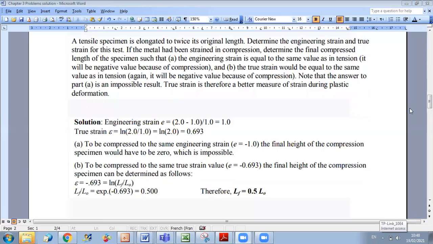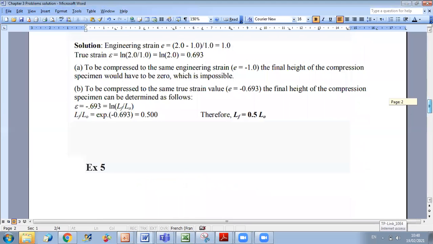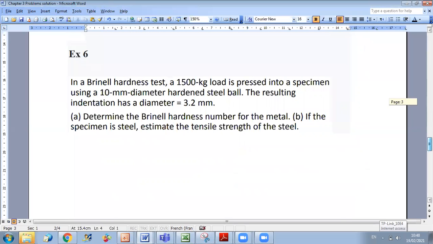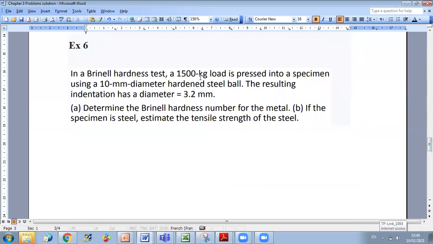Now another problem, on Brinell hardness. In a Brinell hardness test, a 1,500 kilogram load is pressed into a specimen using a 10 millimeter diameter hardened steel ball. The resulting indentation has a diameter of 3.2 millimeter. First, determine the Brinell hardness number for the metal, and second, if the specimen is steel, estimate the tensile strength of the steel. All we have to do here is a numerical application, and we just should pay attention to units.